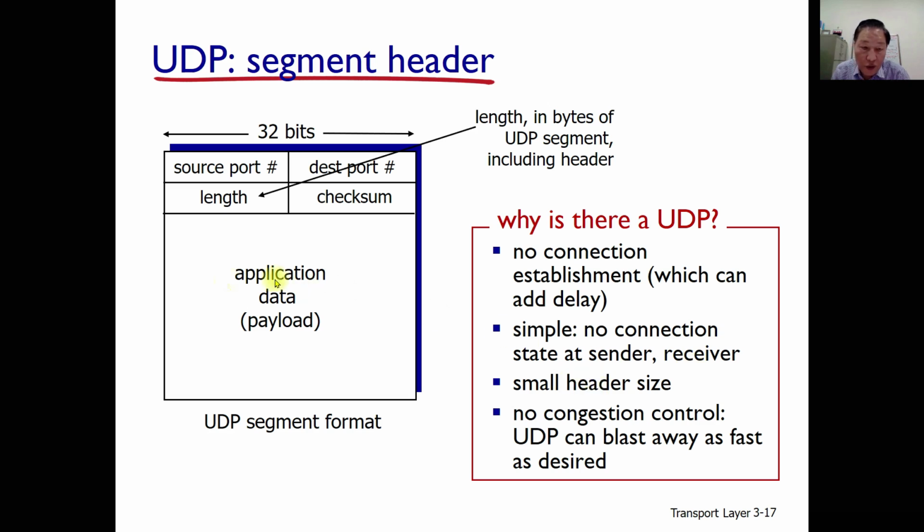Small header size. As you observe here, this is a very small and simple header field. How long is it? 8 bytes. Each line is 4 bytes, this one is 4 bytes, that means this header is using 8 bytes. We are using a smaller header size compared to TCP, and we are not using congestion control, and that means UDP can blast away as fast as desired.